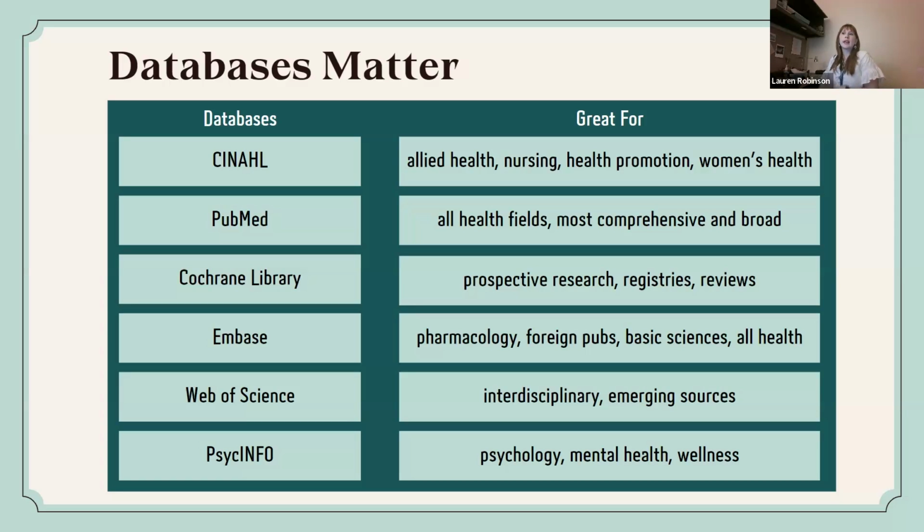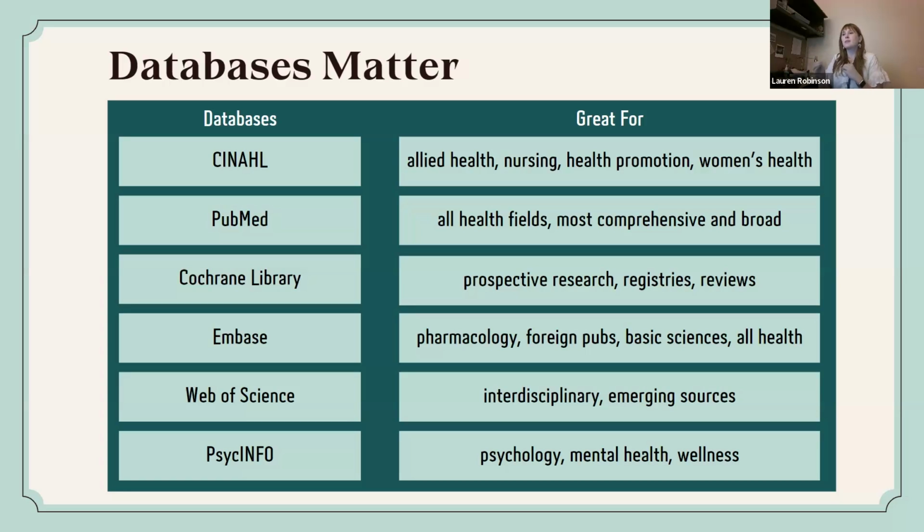If you're trying to look at conference abstracts or emerging sources, so sources that don't quite have impact factors yet but are almost there, Web of Science is a great tool for that. For psychological topics, PsycInfo is really great. For nursing and allied health, CINAHL is really great. Embase is really good for pharmacology as well as the basic sciences.